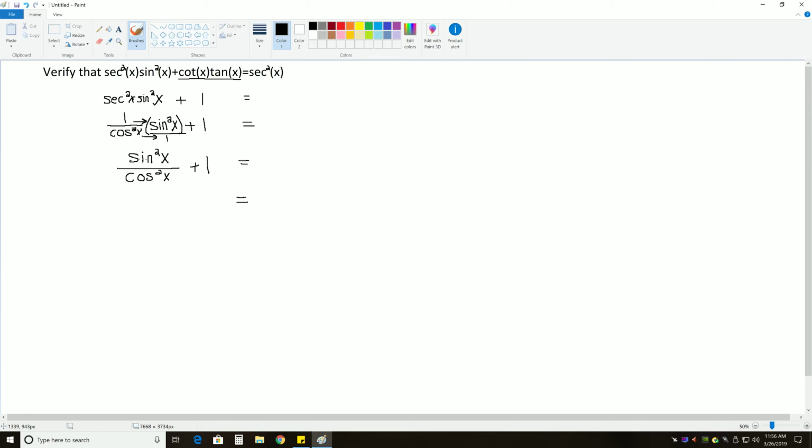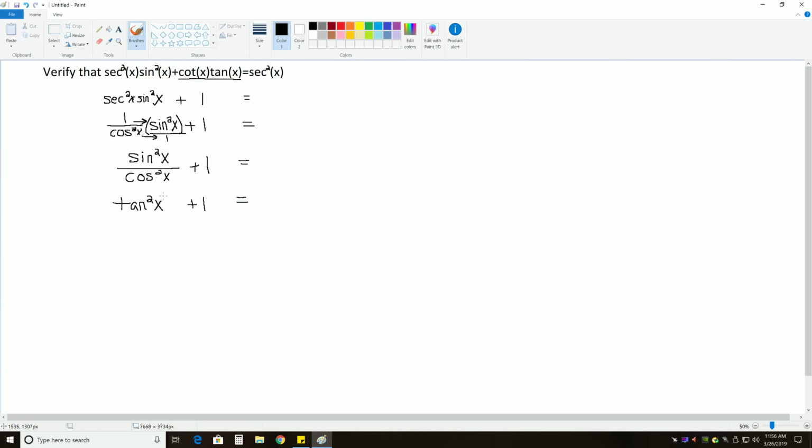And now at this point, hopefully you notice we have a sine over a cosine. So sine over cosine is another way of saying tangent. So sine squared x over cosine squared x is tangent squared x. And this is going to be plus 1.